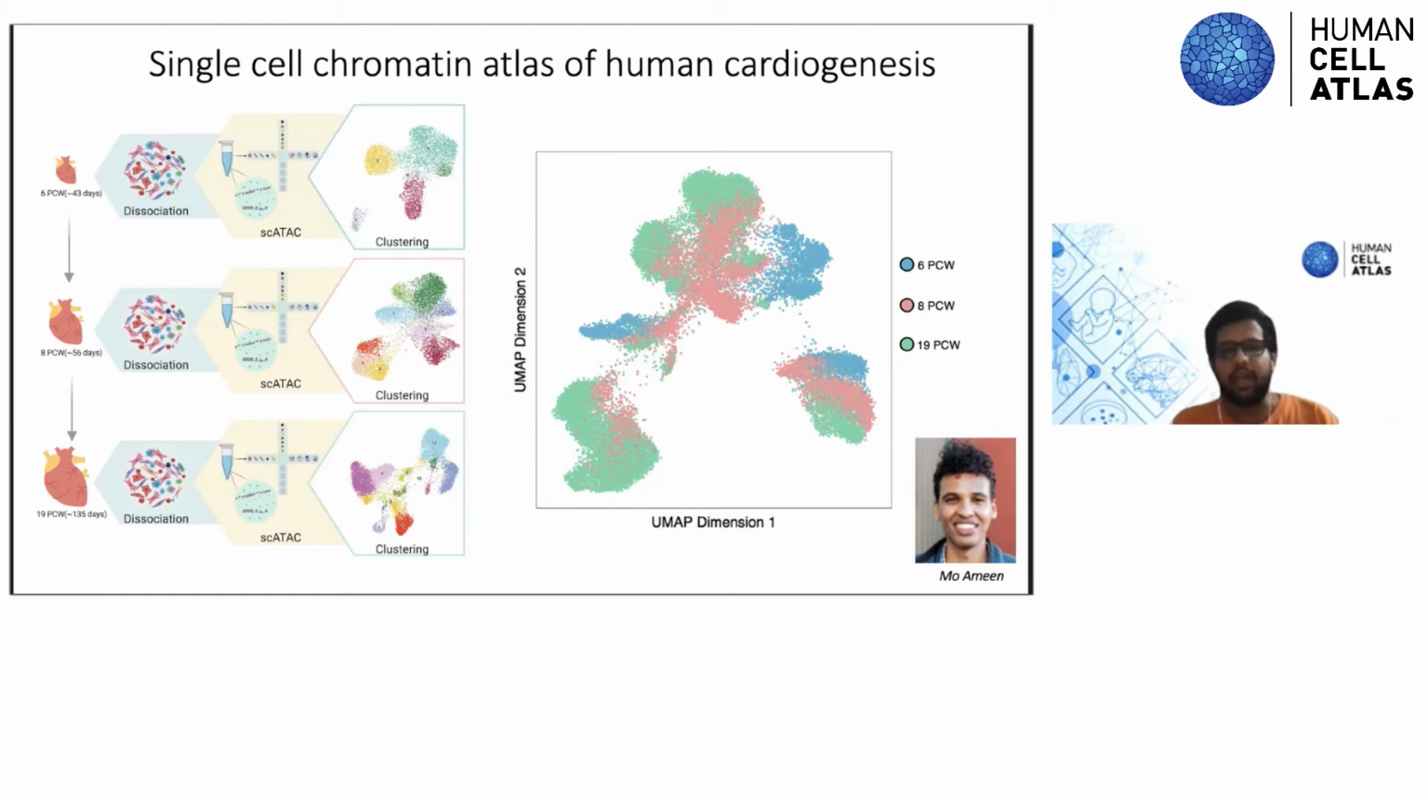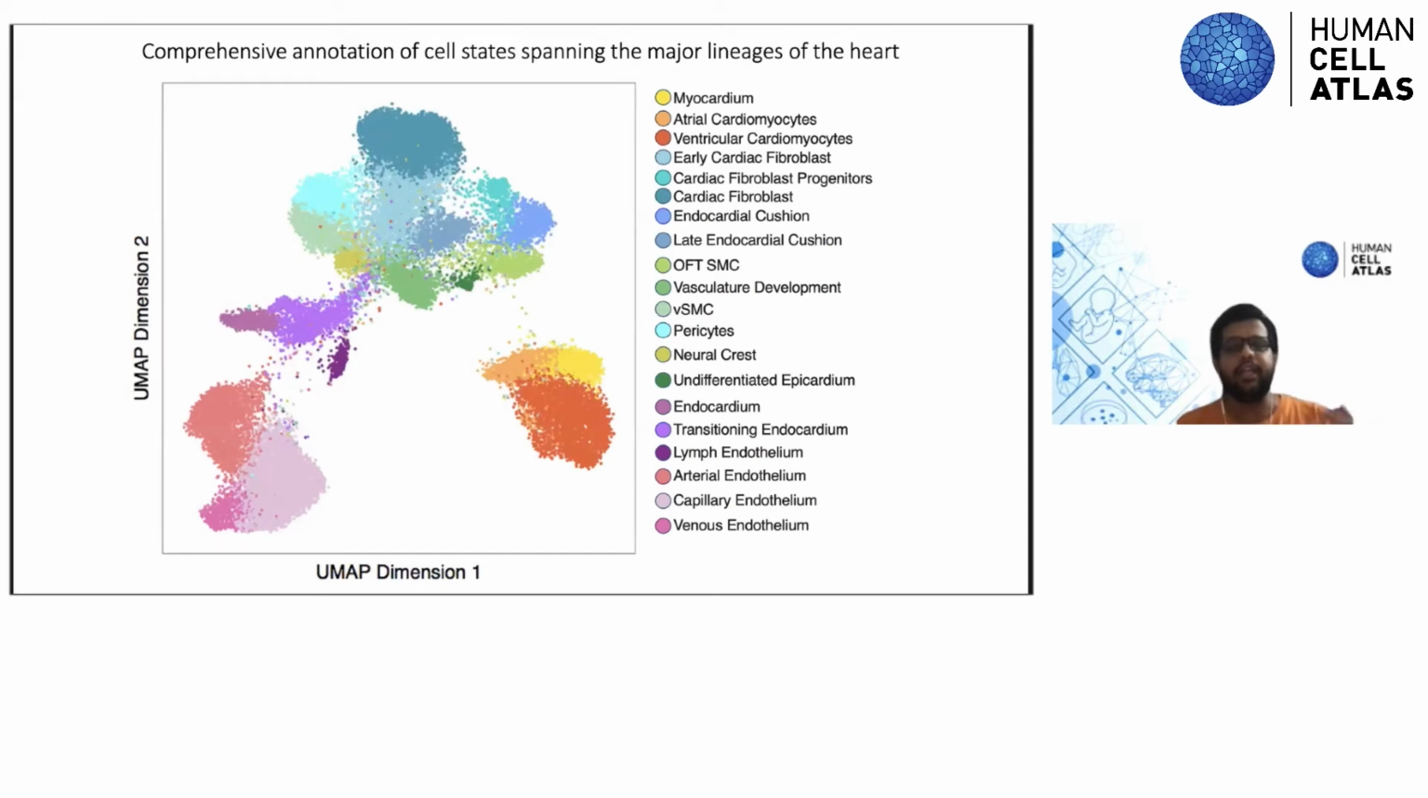And the first thing that we try to do with such an atlas is that we try to annotate cell types of the heart. And what we actually see is a very rich cell state annotation that is possible using chromatin aggregated signal of marker genes.